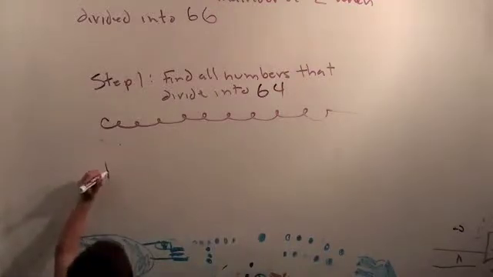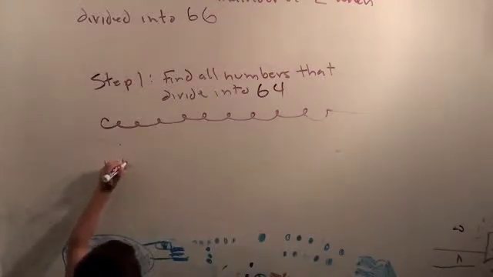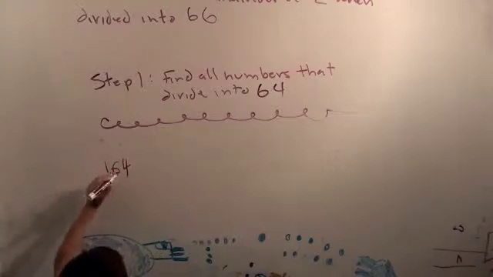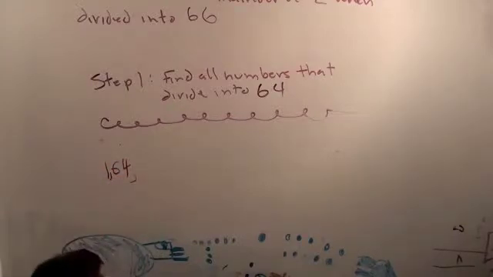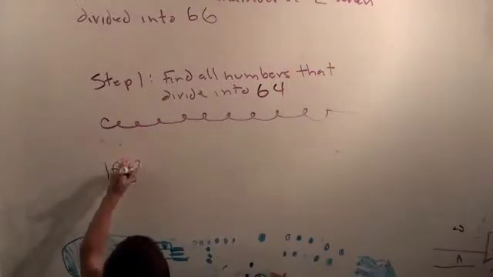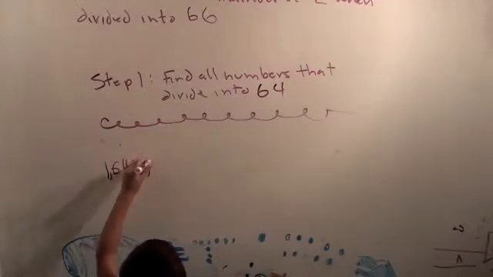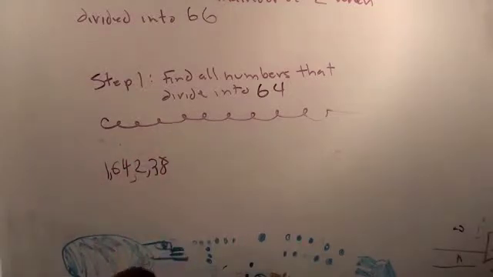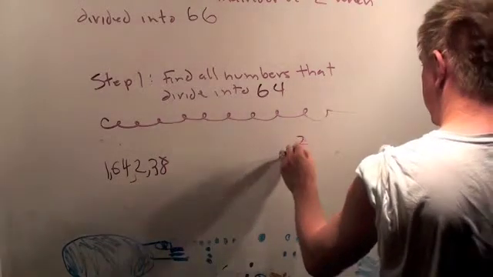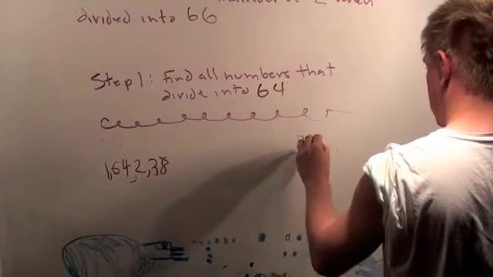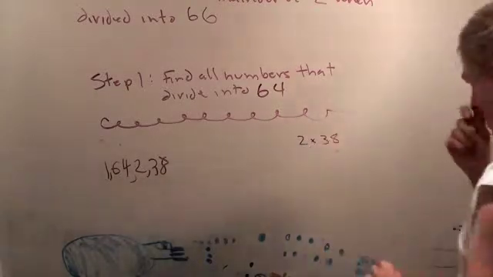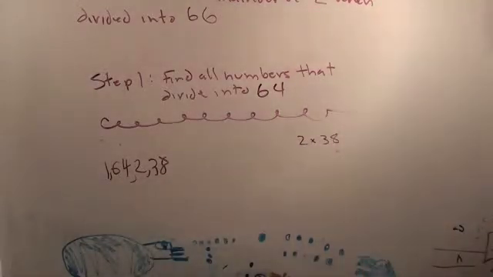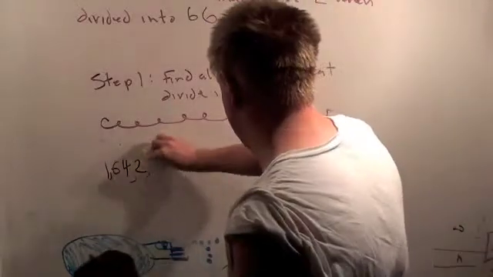Well, 1 and 64. Okay. Just put a comma there. Yeah. Well, we got 2. 2 and 30 and 38. You sure about that? That's 2 times 38. No, 2 and 32. 2 and 32. Okay. Just change it.